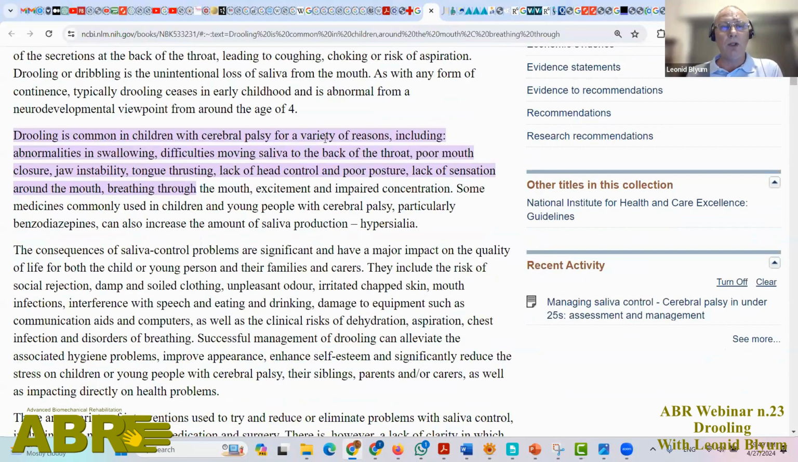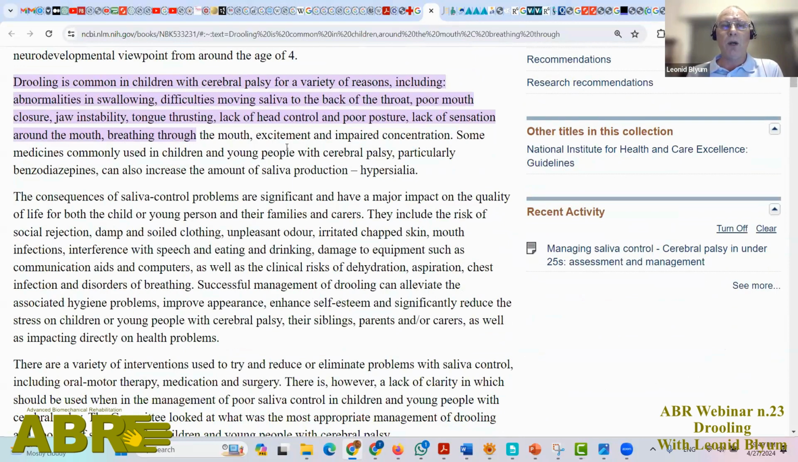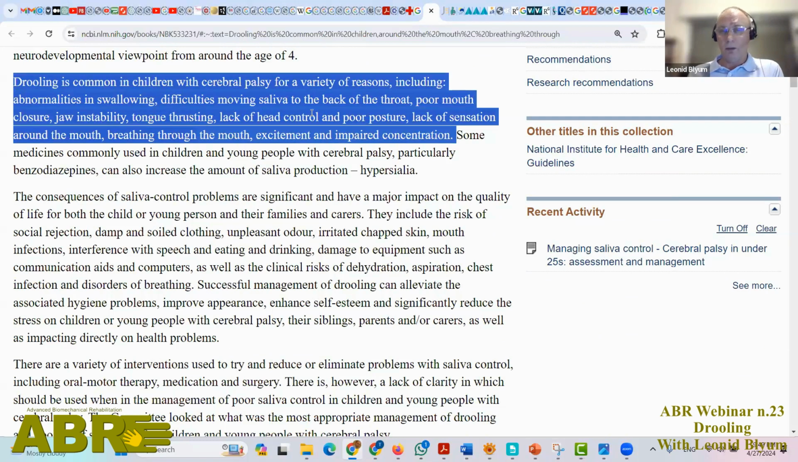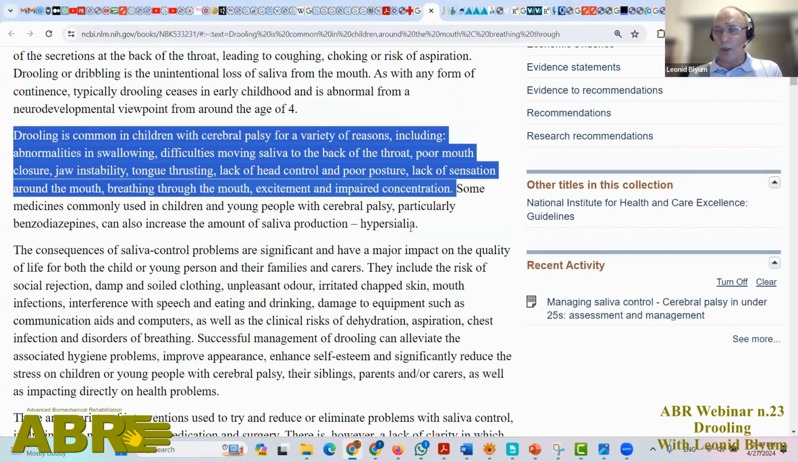Drooling is common in children with cerebral palsy for a variety of reasons, including abnormalities in swallowing, difficulties moving saliva to the back of the throat, poor mouth closure, jaw instability, tongue thrusting, lack of head control and poor posture, lack of sensation around the mouth, breathing through the mouth, and then excitement and impaired concentration. So that's, in fact, as you look at this, a pretty good list, yes? So that's a list which is quite informative.